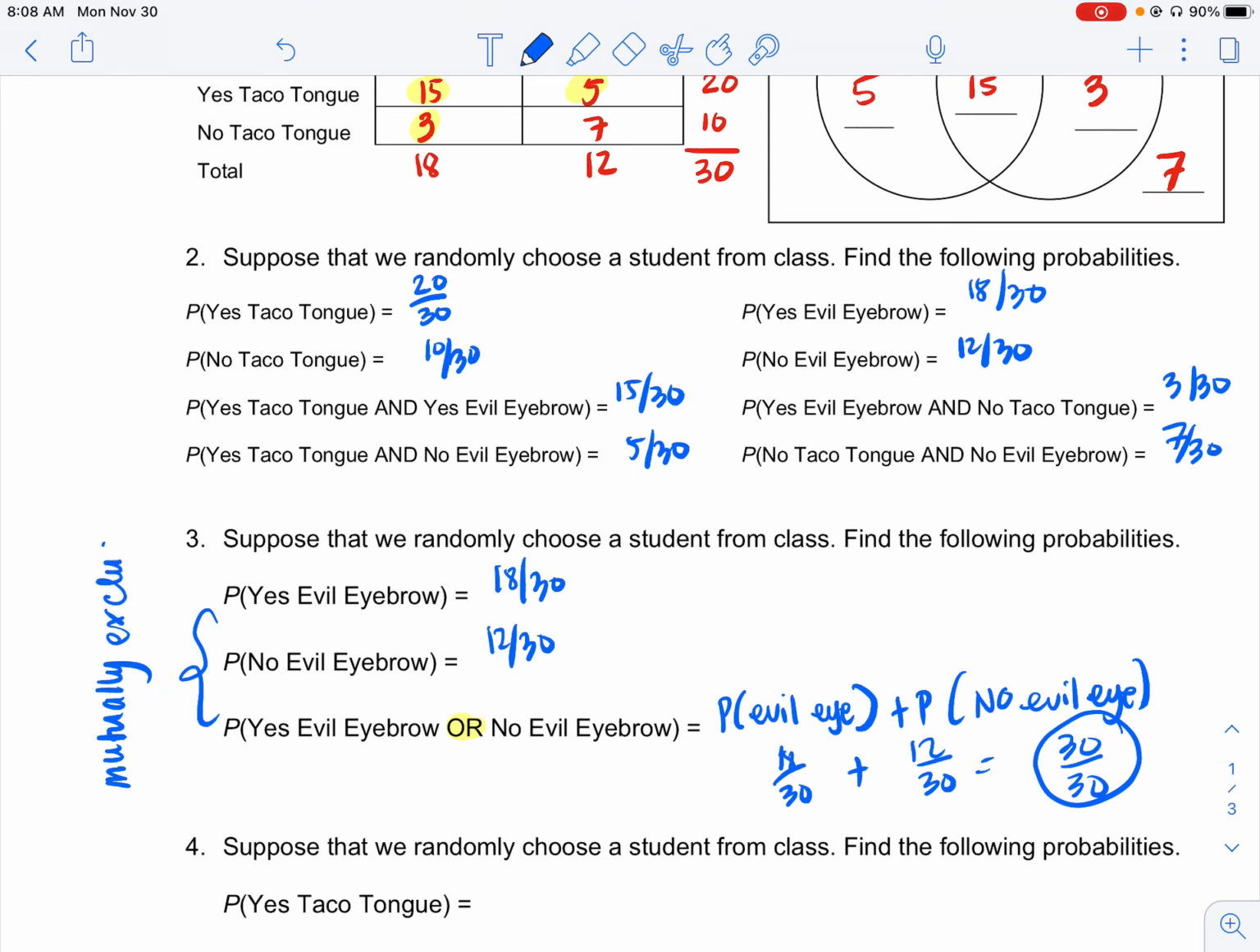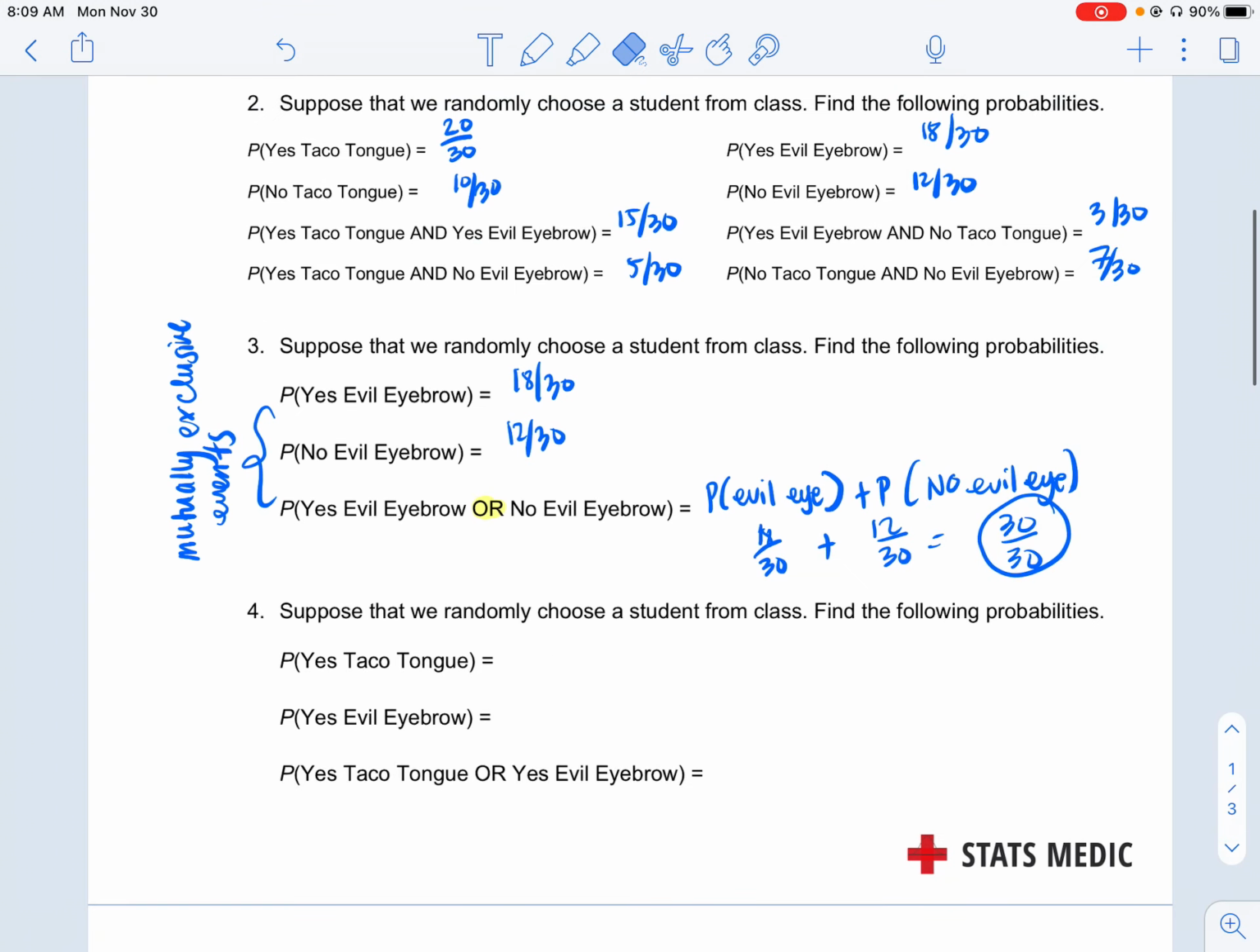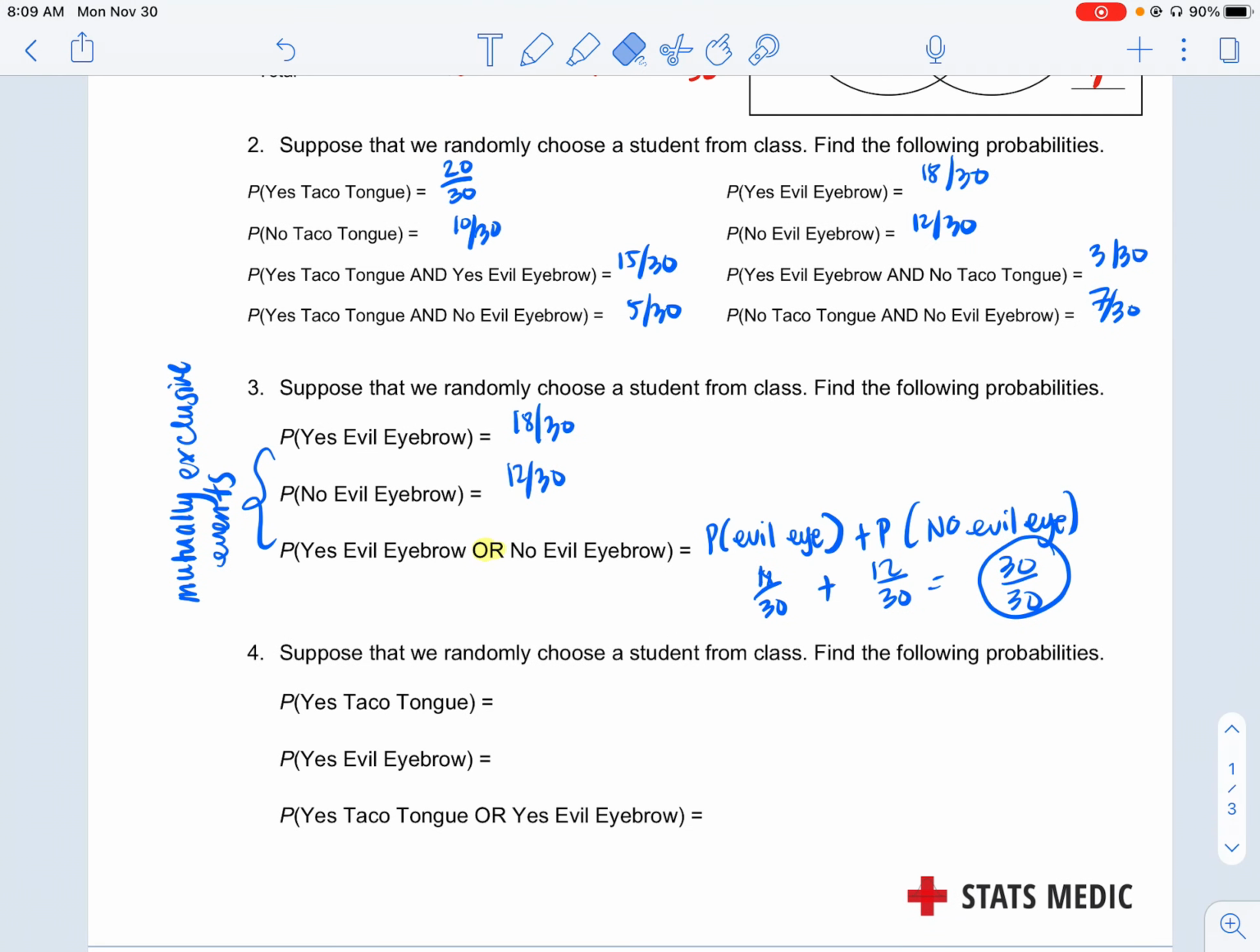Mutually exclusive events. Why? In the previous video, mutually exclusive events means that these are the events that, oh sorry, this is not mutually exclusive. Because mutually exclusive events means that they can't happen together. What am I doing here? I am skipping to number 4 already. Okay, so these are mutually exclusive events.